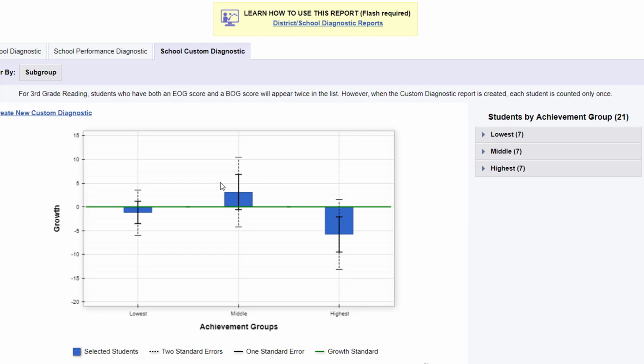After you have looked at your school custom diagnostic report for your teachers to see what effect they had on teaching the students they had that previous year, the next thing you want to do is very powerful. You want to have them create a custom diagnostic report for the students that they currently have in their classroom.